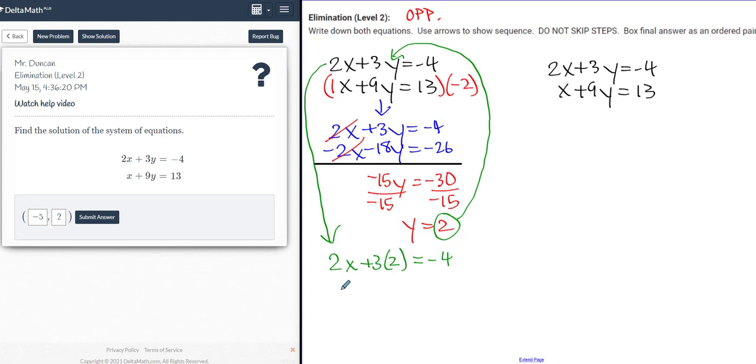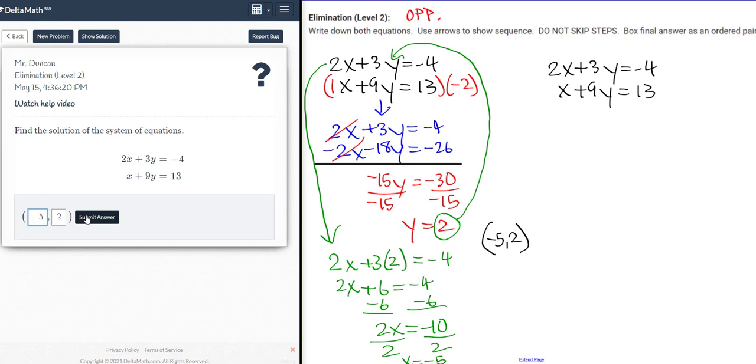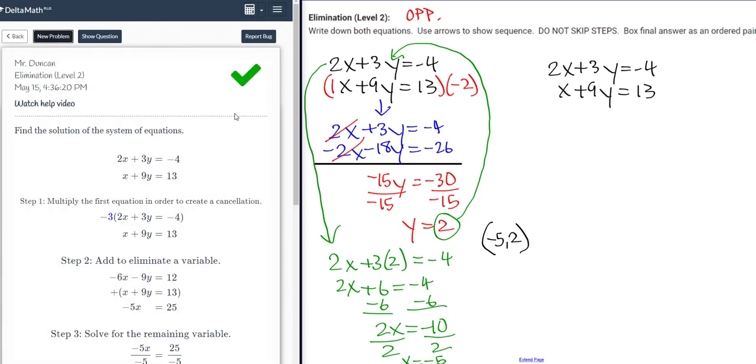I'm going to multiply 3 times 2 to simplify the equation, so I have 2x plus 6 is equal to negative 4. And then I'll subtract 6 on each side, and we're almost done. So now I have 2x is equal to negative 10. Then I'll divide by 2 on each side. And x equals negative 5. So my ordered pair is, my x value is negative 5 and my y value is 2. So we'll put in negative 5, comma 2, which I already have over here. Put submit and we got that.